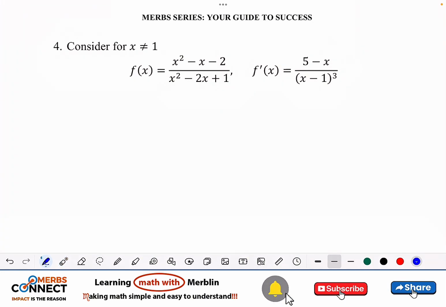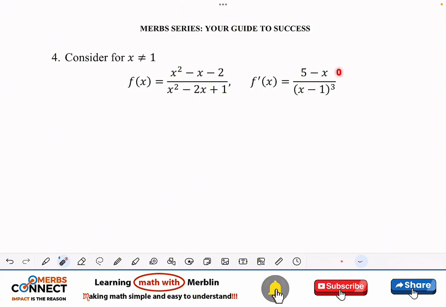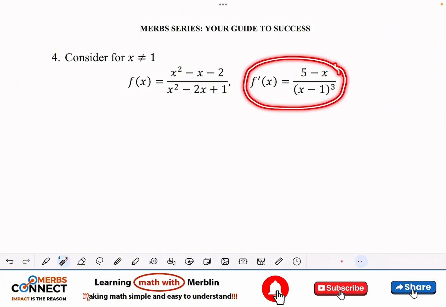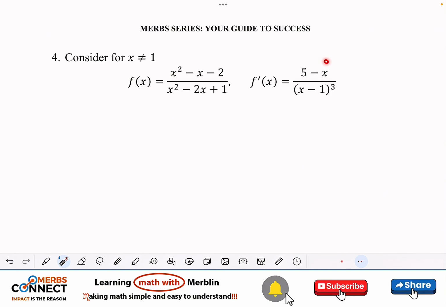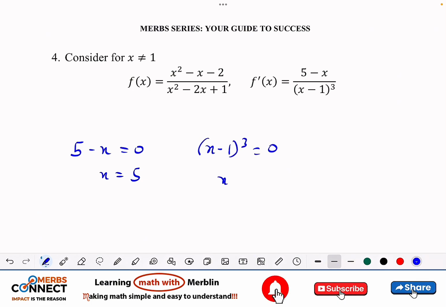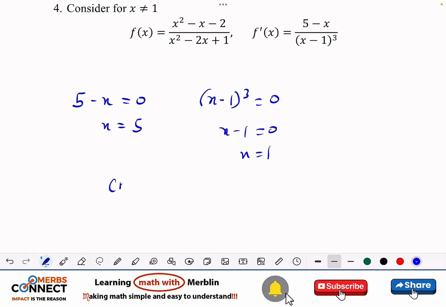So let's do that. As I said, anytime you have your f prime in the form of a fraction, pick the top and set it to 0, pick the bottom and set it to 0. So I'm going to pick the top and set it to 0, so x will be equal to 5. I'm going to pick the bottom and also set it to 0, and this minus this is equal to 0, so x is equal to 1. So here the critical values are x equal to 1 and 5.